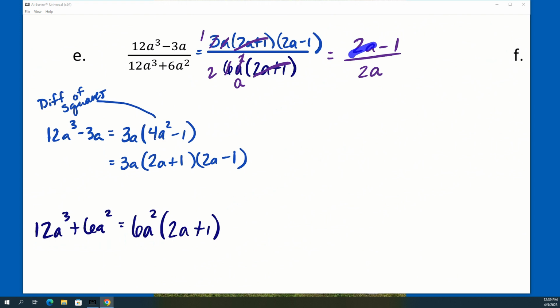Can I reduce those two a's? I know you want to. Can you? But you can't because this one's married. This one's married to a 1, so we can't reduce unless it looks exactly the same.